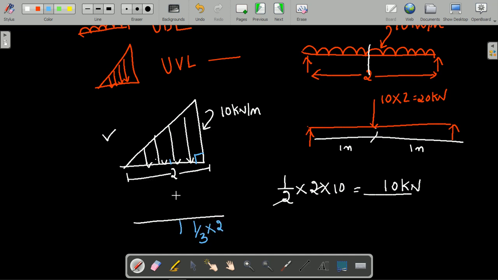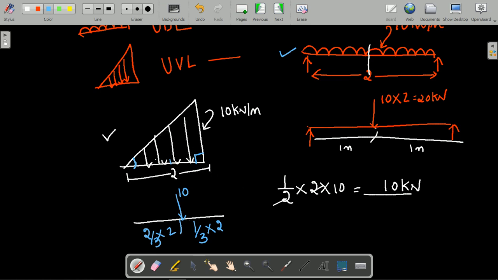If we are measuring from the side other than the 90-degree side, then it is 2/3 of base. So you need to apply this 10 kilonewton not exactly at the center as in the UDL. You need to apply it at 1/3 of base from the 90-degree side. Otherwise, if you are taking the reference of the side other than 90-degree, then it is 2/3 of base. Like that you need to convert UDL into point load as well as UVL into point load.